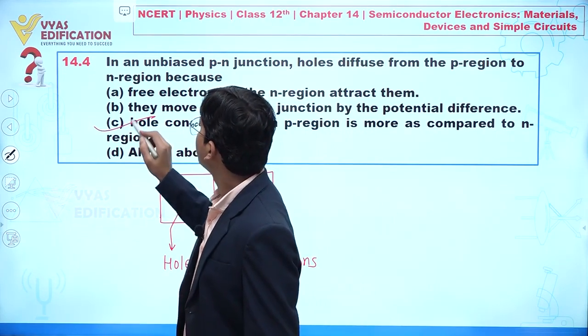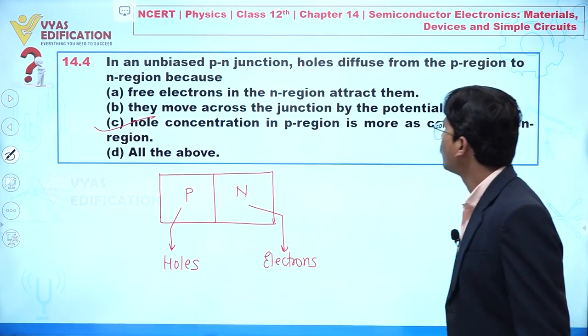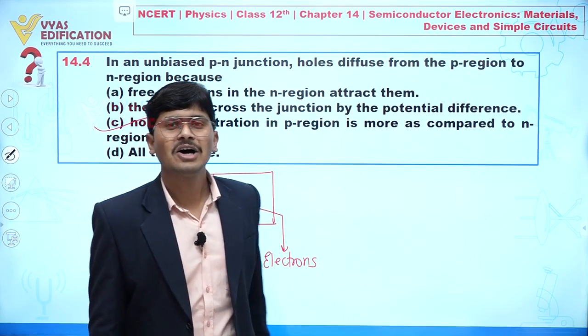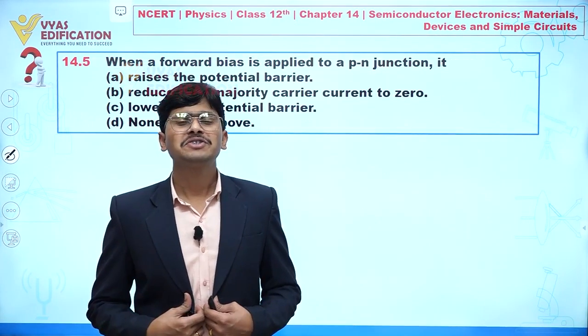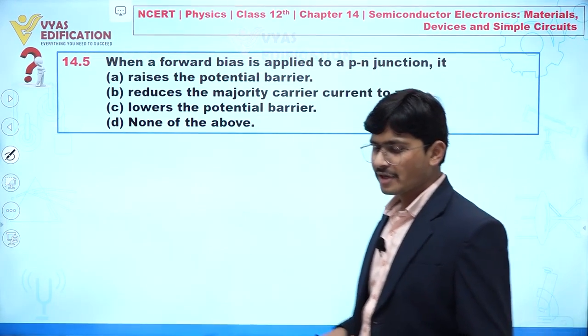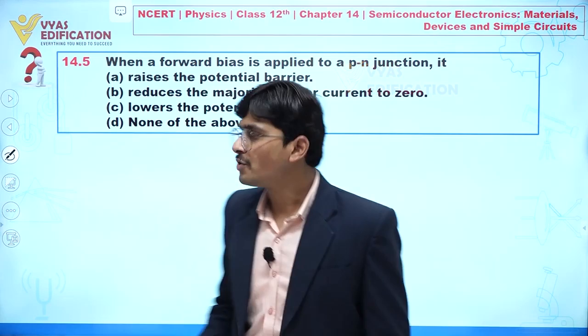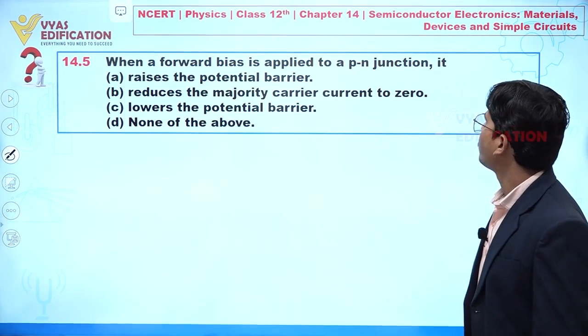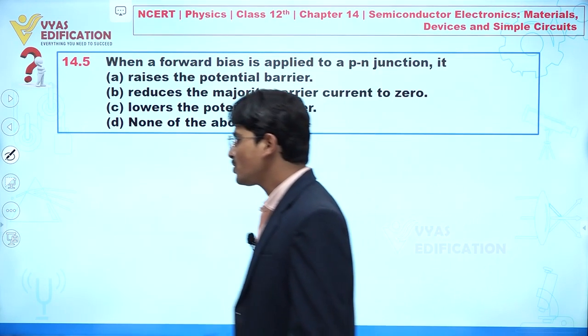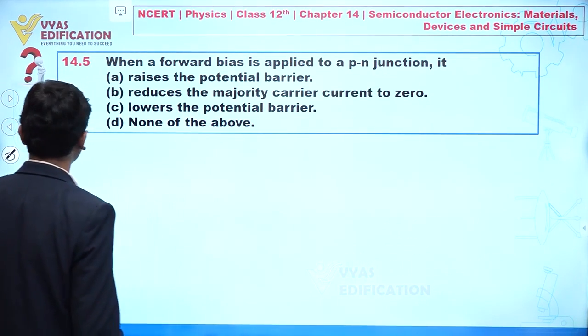That's why we can say in an unbiased p-n junction, holes diffuse from the p region to the n region. So this is all about this question. Now dear student, we are going to discuss question number 14.5. In this question it is given, when a forward bias is applied to a p-n junction, what will happen? First of all, let us try to understand what forward bias is.